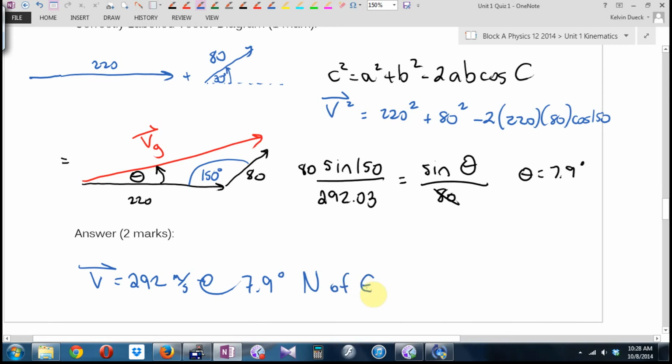On your test, I would make this worth more marks, but for now, since it's worth 2, I'm going to say 1 mark for the magnitude, half mark for the theta, half mark for the what of what.